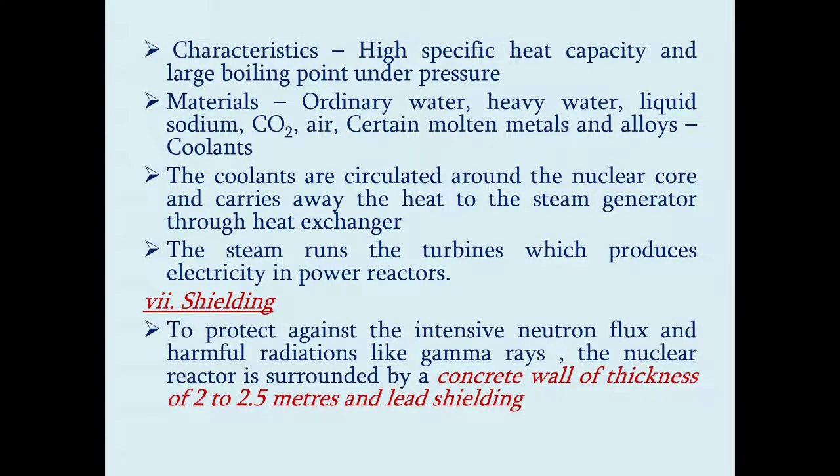Then we have shielding. In nuclear reactors, harmful radioactive radiations will be emitted. Especially the workers working there are exposed to more gamma radiation. To protect them from these intensive radiations coming out from the nuclear reactors, the nuclear reactors are generally surrounded by a concrete wall of thickness 2 to 2.5 meters, and by lead. The lead shielding is to protect us from the gamma rays.